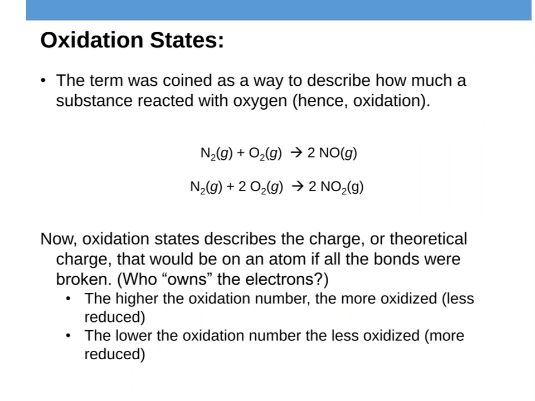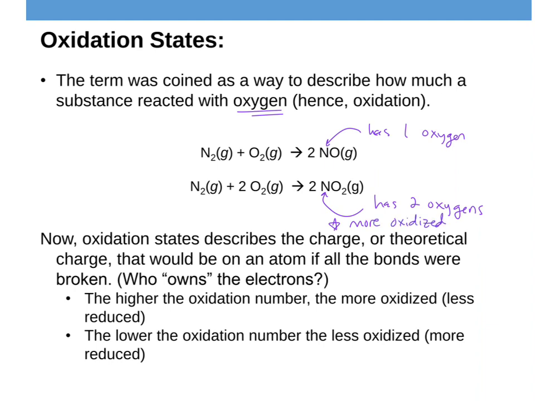So, oxidation states. First, it was coined as a term to describe how much a given atom had reacted with oxygen, hence the term oxidation. Things that were bonded to a lot of oxygens, or that started to become more bonded to oxygen, were considered oxidized. They had a higher oxidation number, a higher oxidation state. In this example, this nitrogen is bound to just one oxygen. Here, this nitrogen has two oxygens. So we would say that this one is more oxidized.